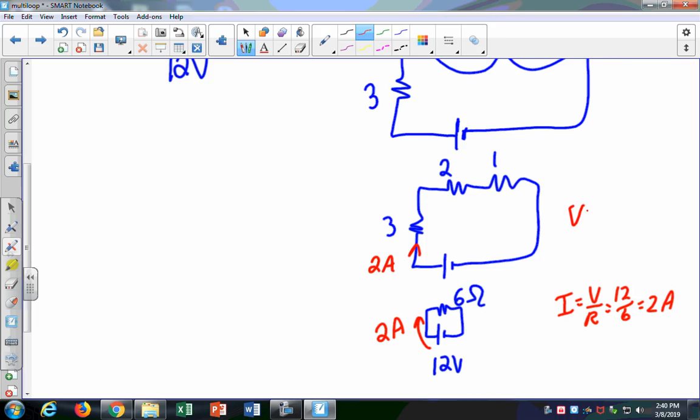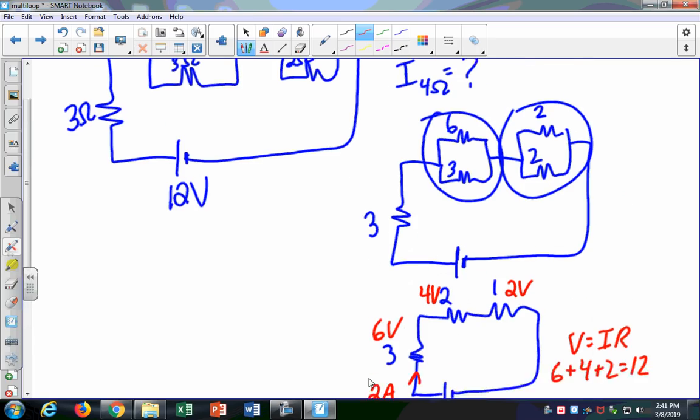Now, for each of these, V is equal to IR. So to find the voltage across each of those resistors, I would say 2 times 3 is 6 volts, 2 times 2 is 4 volts, and 1 times 2 is 2 volts. Now just do a quick check. 6 plus 4 plus 2, that's equal to 12. That's good because I know that my battery has 12 volts.